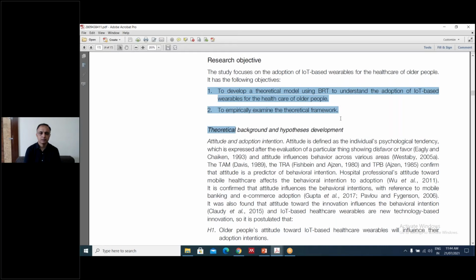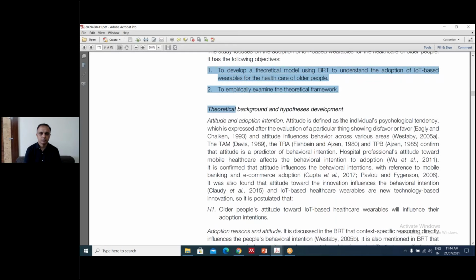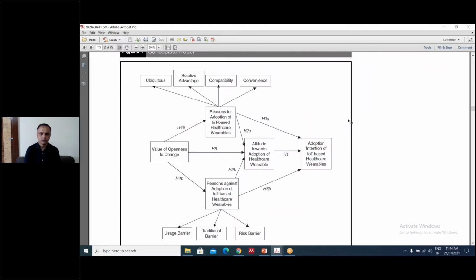This is the conceptual model developed in my particular study. You can see very clearly beliefs have been converted into values, and values have been translated into openness to change. How do I do this? I'll explain that. Then you can see the second part, the connection from value goes to RF, reasons for the adoption of the technology, and RA, reasons against, and attitude, and this attitude leads to the intention.